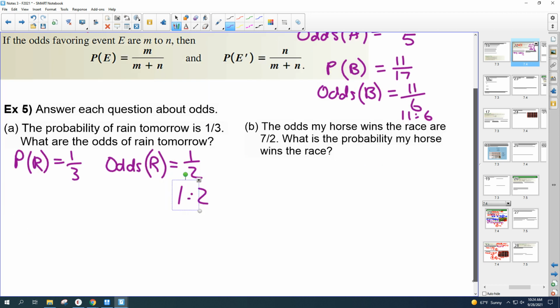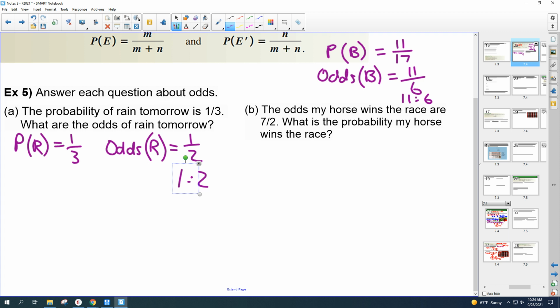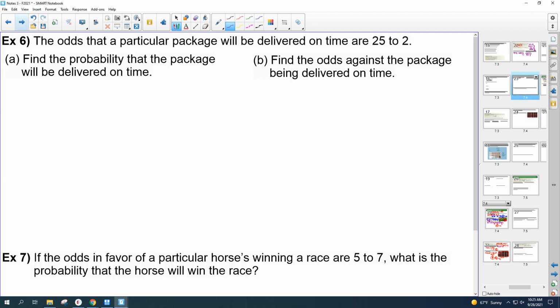All right. Part B. The odds my horse wins the race is 7 to 2. What's the probability my horse wins the race? 7 over 9. Very good. Because probability is part over total, odds is part to non-part. 7 plus 2 is 9. That must be the total. All right, that's a little bit tricky. I know students really struggle with that.